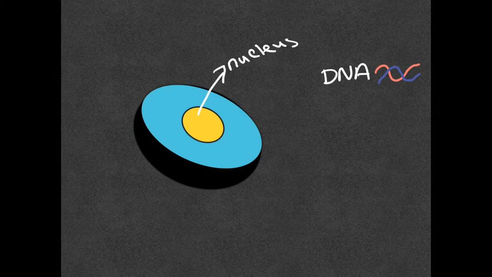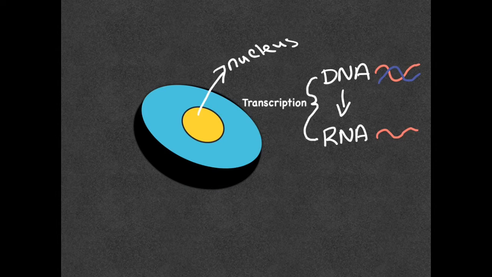In order to go from DNA to protein, DNA, which is a double-stranded molecule, needs to be turned into RNA, which is a single-stranded molecule. This first process is known as transcription and occurs within the nucleus of the cell. Once this RNA is made, it is quickly processed into mRNA or messenger RNA.